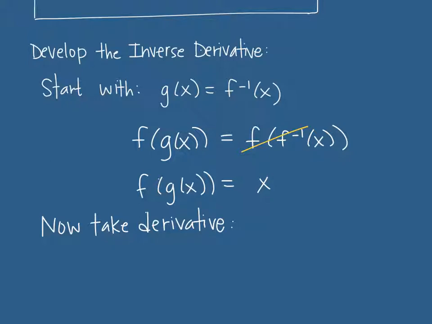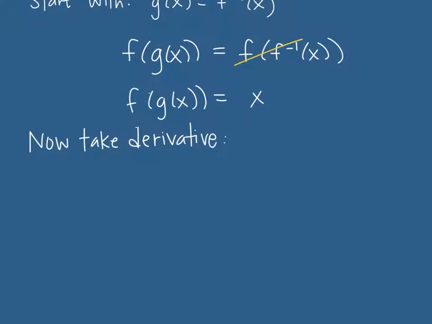Okay, so I'm going to take the derivative on both sides. Taking the derivative of x is easy. That's just 1. But how do I take the derivative of a composite function where f is on the outside and g is in the middle? Chain rule. Okay? And so the rule for the chain rule says start with the outside, but do what to the inside? Keep it, nothing. And then chain on the rest.